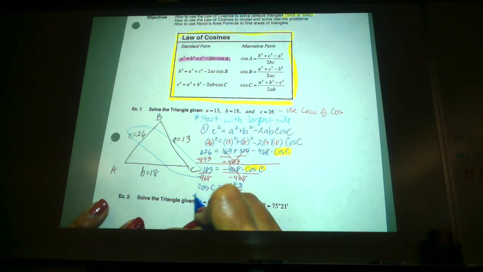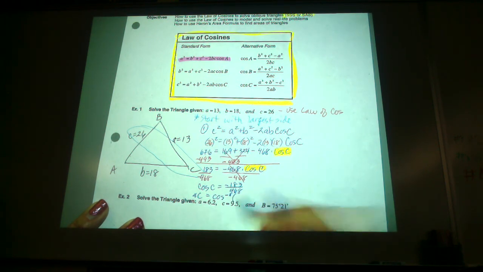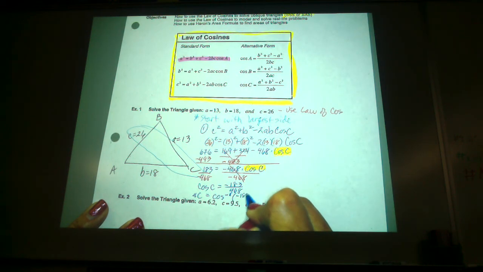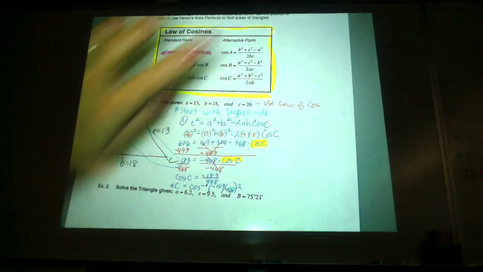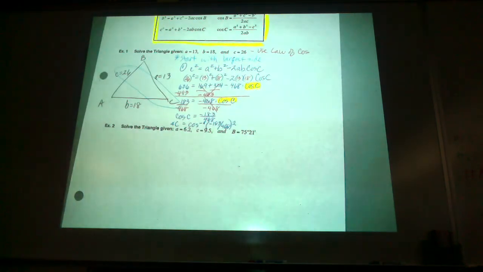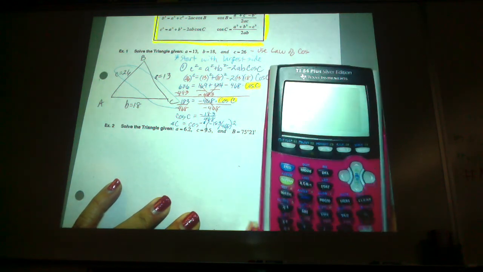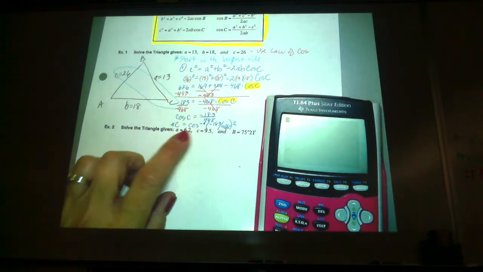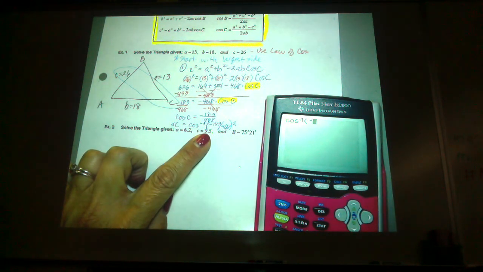So what I'm not seeing from some of you is your notation. So the measure of angle C is going to be equal to the inverse cosine, and this is what you're going to plug in your calculator, of negative 183 divided by 468. And that's going to be an approximation. And here we go. Again, make sure that calculator is in degrees. So inverse cosine of negative 183 divided by 468.